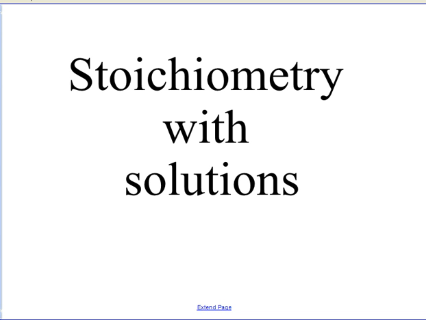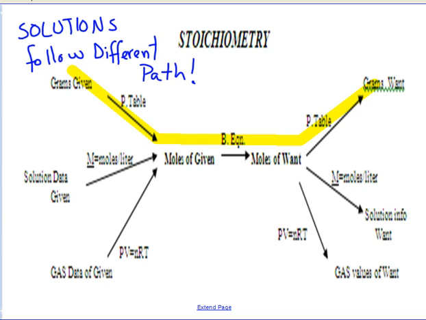stoichiometry problem. So far this year, the stoichiometry problems that we've been following have followed the path of going from the grams of the starting material, grams of the given, and going through a series of conversions to the mass of product, the theoretical mass of the product. With solution chemistry, we're going to go about it in a slightly different path.